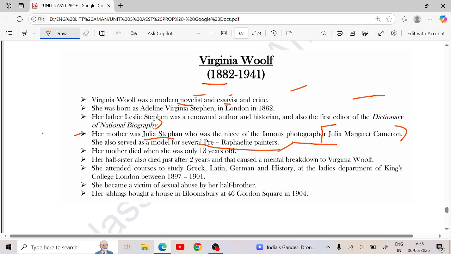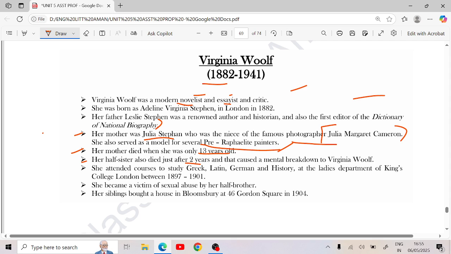Her mother died when she was only 13 years old. Her half sister also died just after 2 years. So you can say a huge havoc is there in Virginia Woolf's life. Let's see how Virginia Stephen became Virginia Woolf.